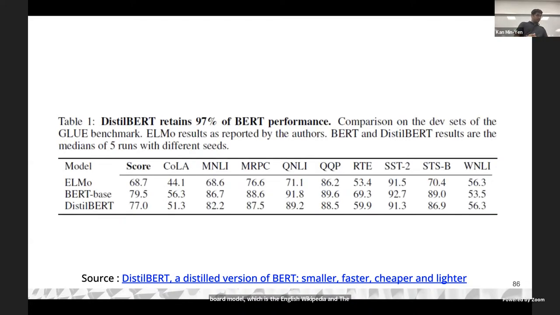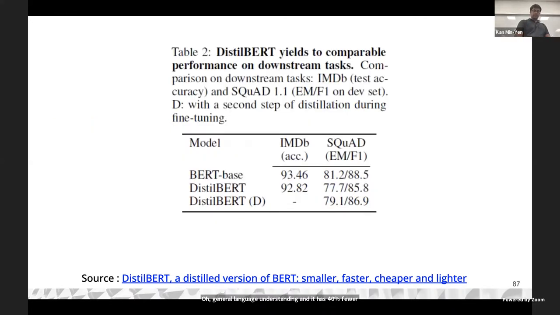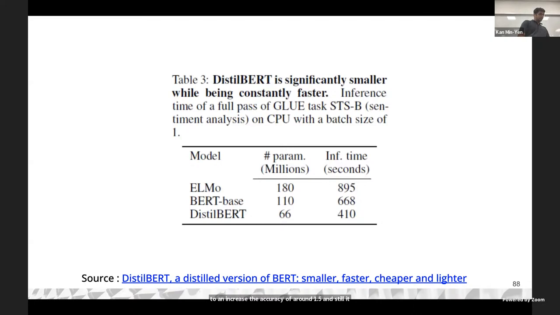So these are the results. And DistilBERT is always on par with or over the ELMo baseline. And it is pretty good at some tasks such as general language understanding, and it has 40% fewer parameters. Well, this was pretty interesting: it was trained on some Q&A tasks such as SQuAD, and that led to an increased accuracy of around 1.5%. And still, it was 60% faster, as you can see here.